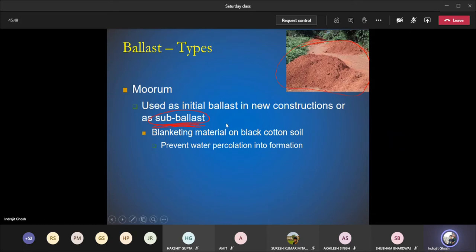Now, in case of new construction also, we use Moram as an initial ballast. So both coal ash and Moram can be used as initial ballast for new construction.